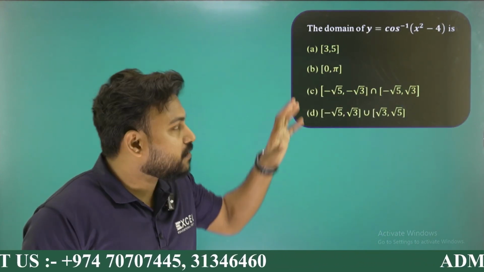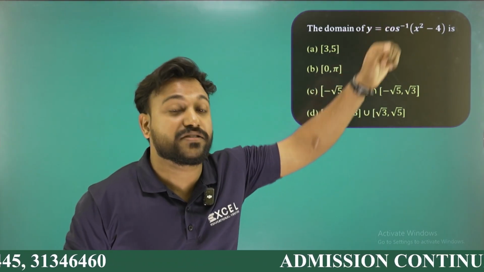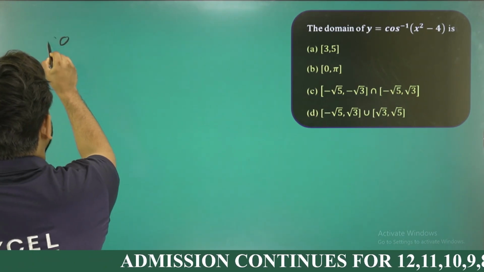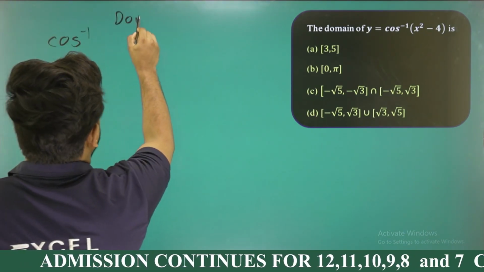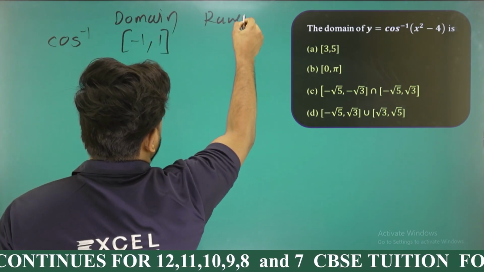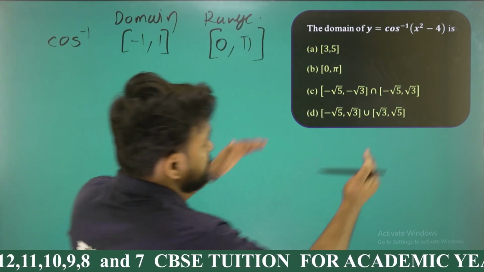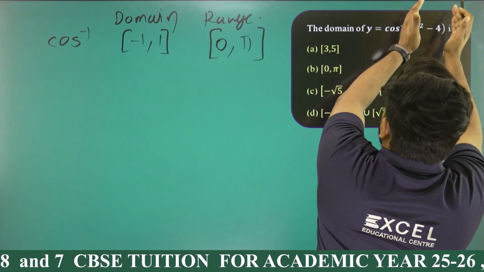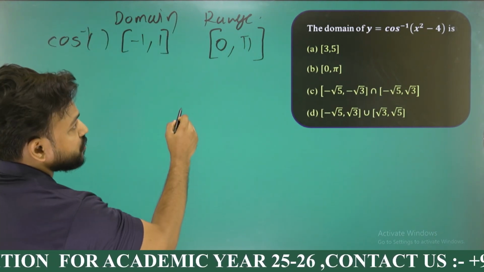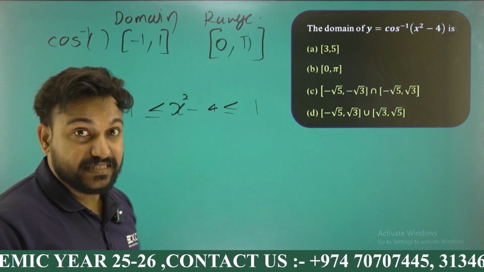Same kind of question, but we need a little more calculation. The domain of y is equal to cos inverse of x square minus 4 is what? So listen very carefully. What is the domain of cos inverse x? The domain of cos inverse is also from -1 to 1, and the range is closed interval 0 to pi. So whatever thing you are putting inside this cos inverse should be between -1 to 1. So x square minus 4 is between -1 to 1. That is the thing inside the cos inverse.